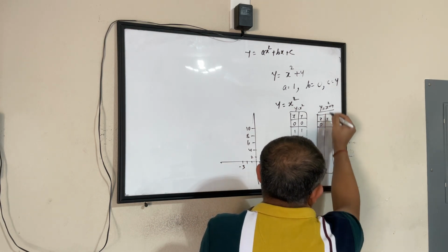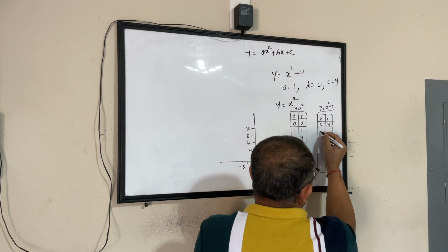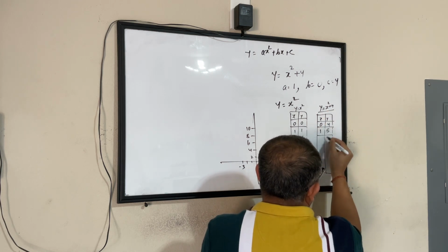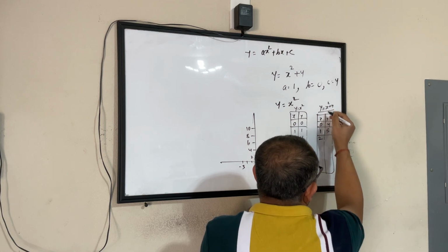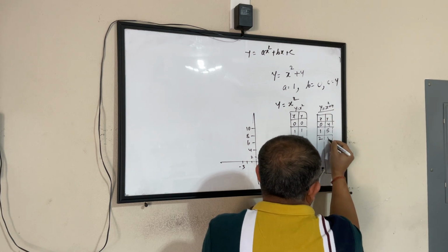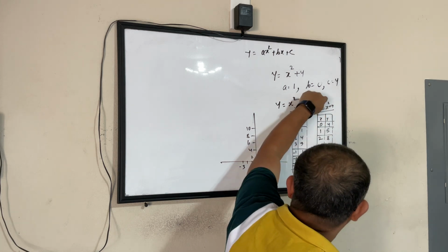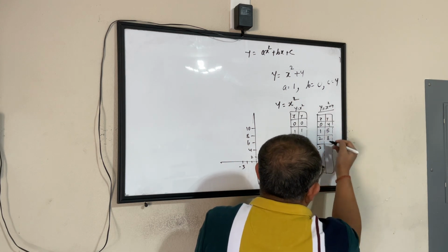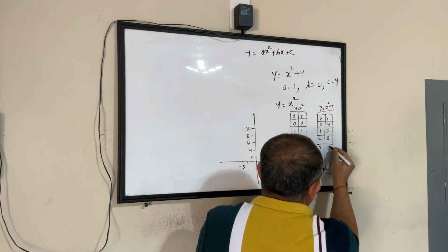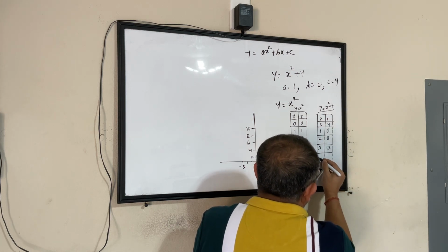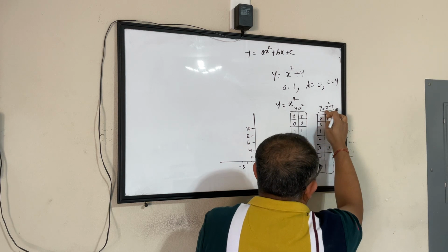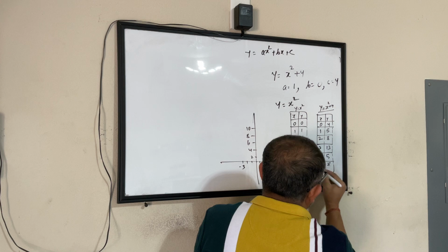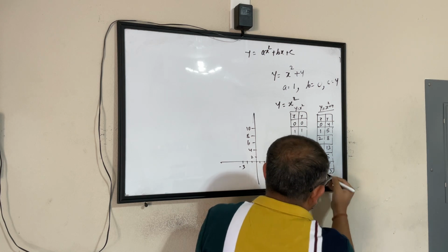When x equals 0, this becomes 4. When x equals 1, this becomes 1 squared plus 4, which is 5. When x equals 2, it becomes 4 plus 4, 8. When it is 3, it becomes 3 squared, 9, plus 4, 13. When I go to the negative side, minus 1 becomes 1 plus 4, 5. Minus 2 becomes 8. Minus 3 becomes 13.